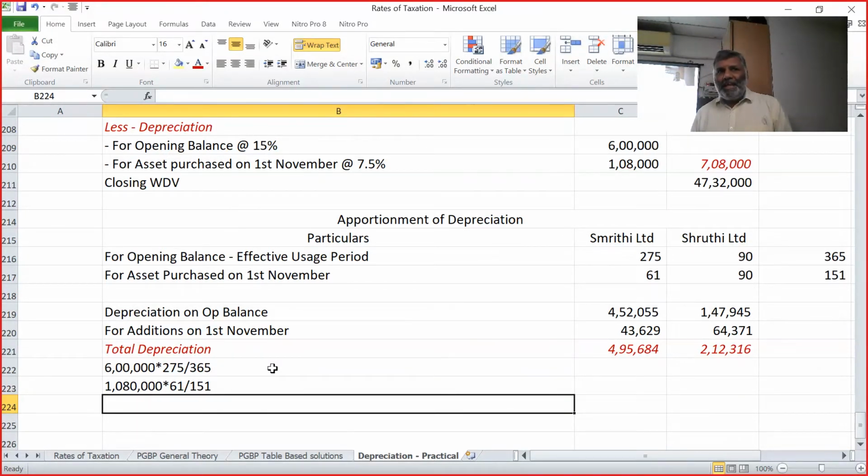Effective usage period. That is what the law says. Effective usage period, we need to be a little cautious. We need to find out how many days the asset has been used. For computing depreciation, we are not looking at anything; we compute depreciation in the normal manner. While distributing, we have to distribute it on the basis of effective usage period.